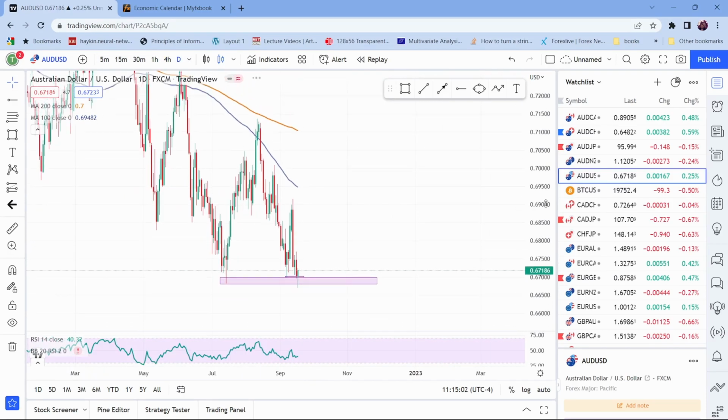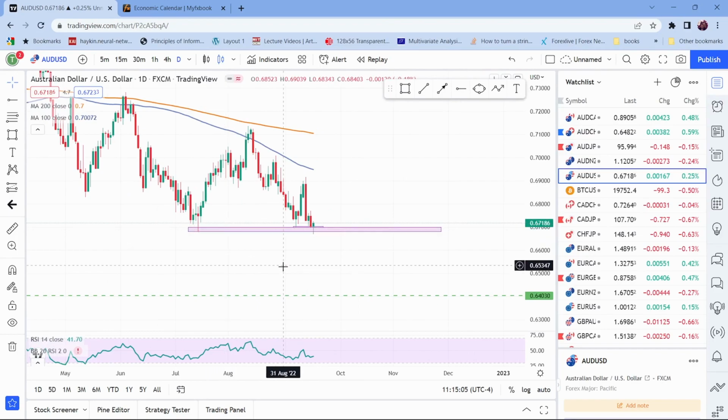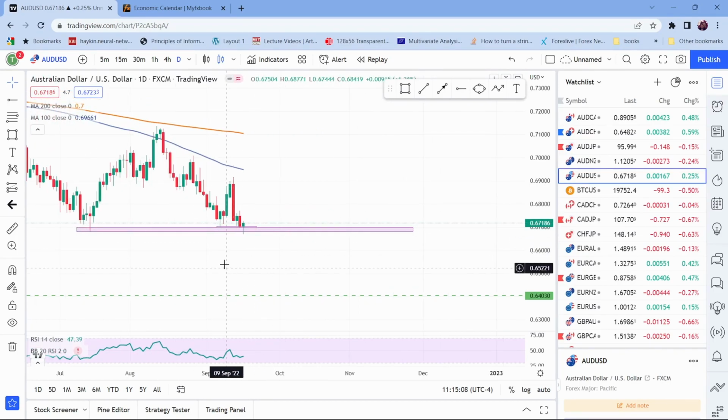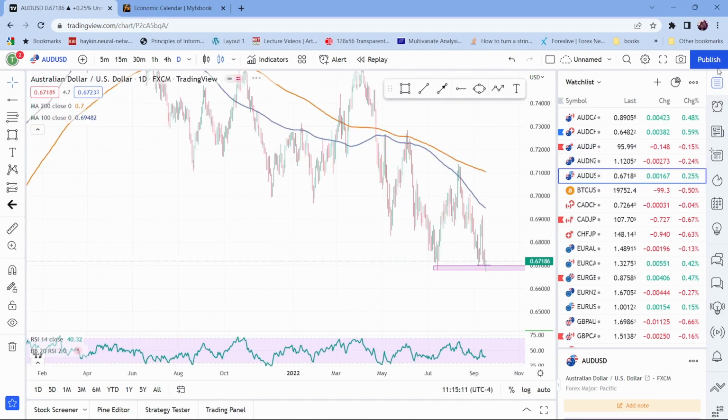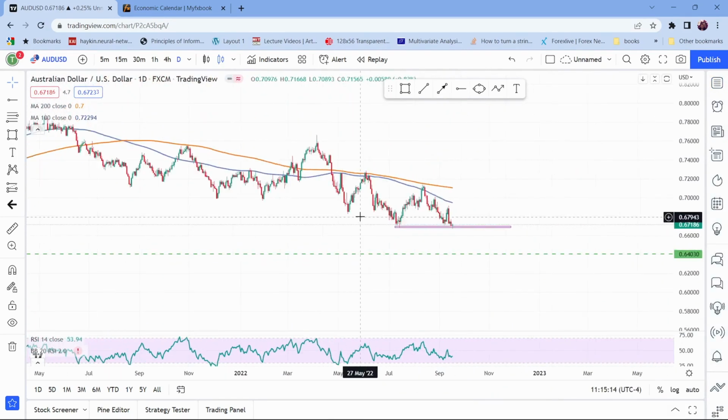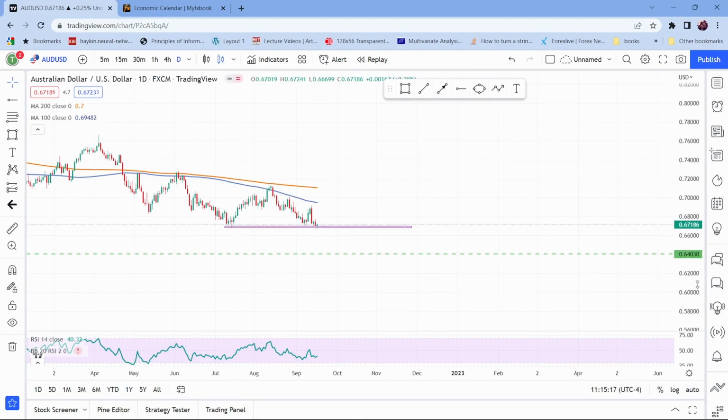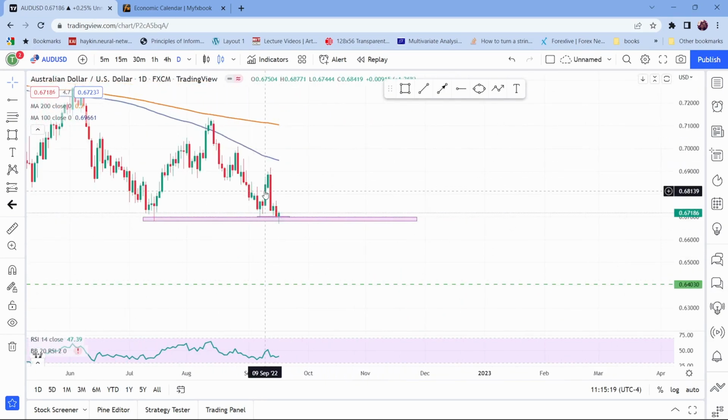AUD/USD, one of the risk currency pairs, one of the main pairs that we are looking at here. Overall, if we're looking at the daily chart, we can see that price did come into this area of support after experiencing that CPI data that we had on the 13th of September. We saw that strong reaction to the CPI data, making investors more heavily invested in the US dollar, because now they're expecting the Fed to come out with more of a hawkish stance on interest rates and the overall direction of the US dollar.